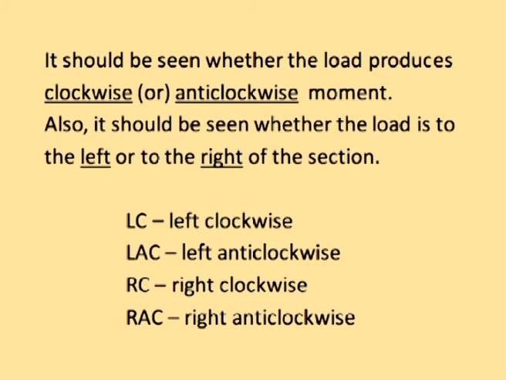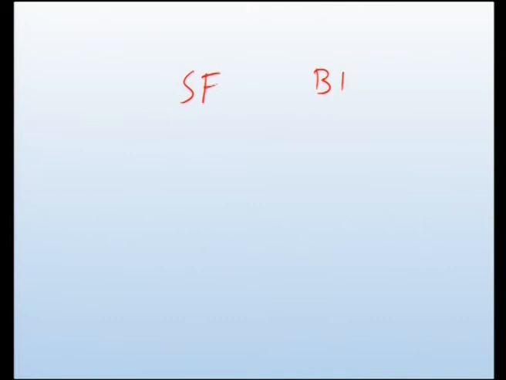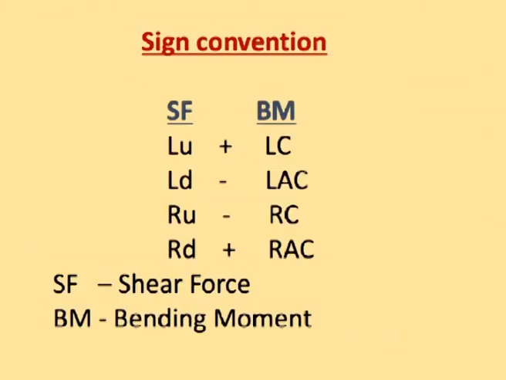The sign convention we can remember like this. In case of shear force, we should see whether it acts upward or downward: left up, left down, right up, right down. And for the bending moment sign convention, we should see whether the moment produces clockwise or anti-clockwise: LC, LAC, RC, RAC, and the sign will be plus, minus, minus, plus. So, this is the universal sign convention, and if you remember it like this, we will not forget it.